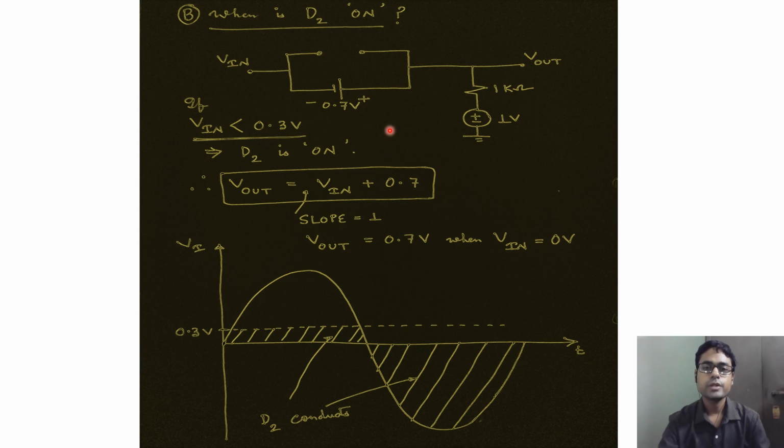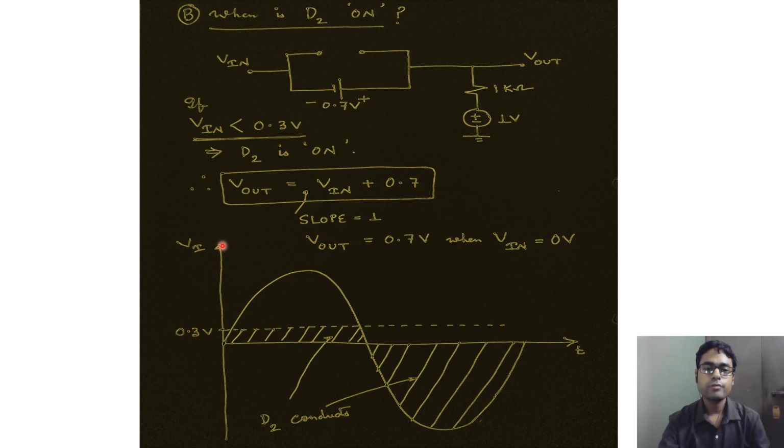And then, similar to the previous case, we can look at the output voltage and see that V out is equal to plus 0.7 plus V in. So V out is equal to V in plus 0.7, where again, similar to the previous case, we have the slope equal to 1. Now also note that if I plug in the value of V in to be 0, so our input voltage has become 0 volts, then what should be the output voltage? The output voltage is equal to 0.7 volt.